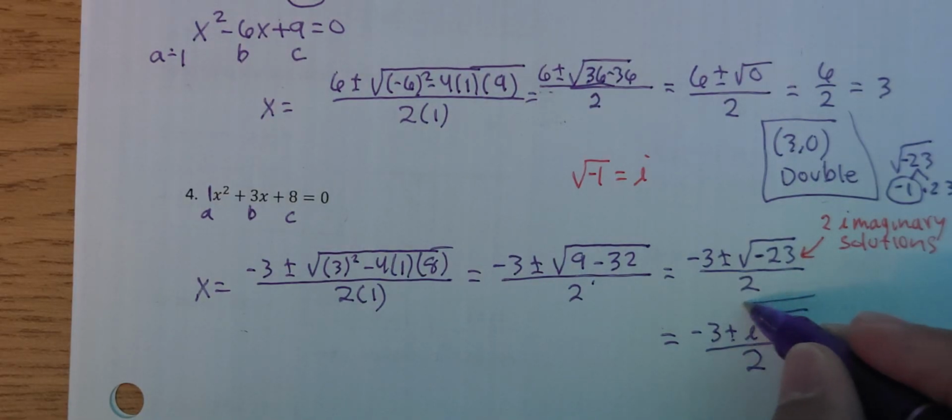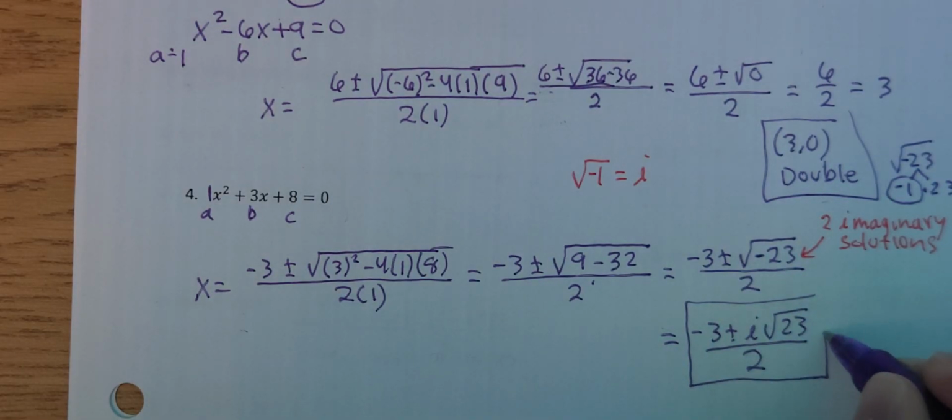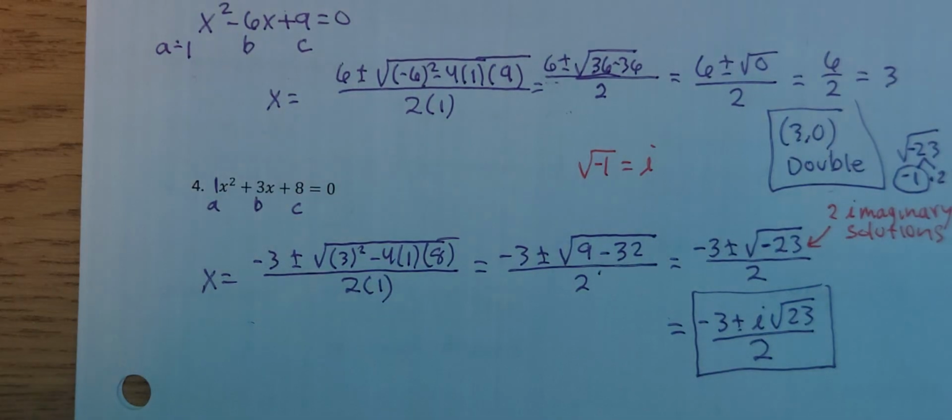And again, this one has 2 solutions, but they are both imaginary, which means this parabola won't be crossing the x-axis.